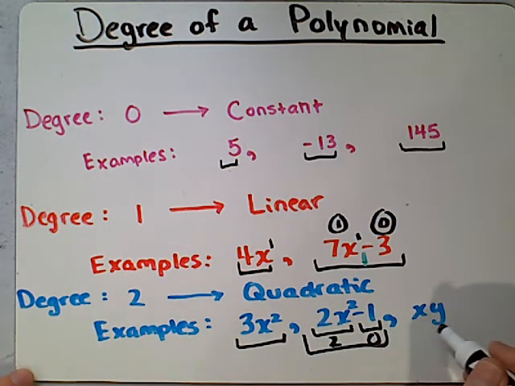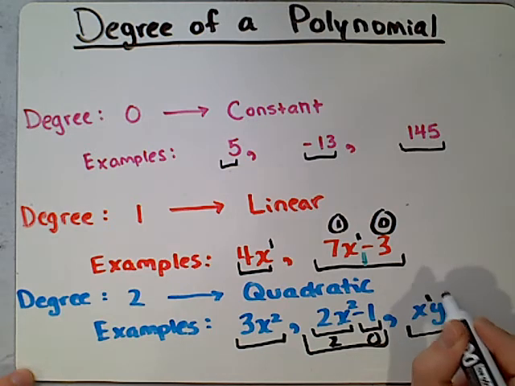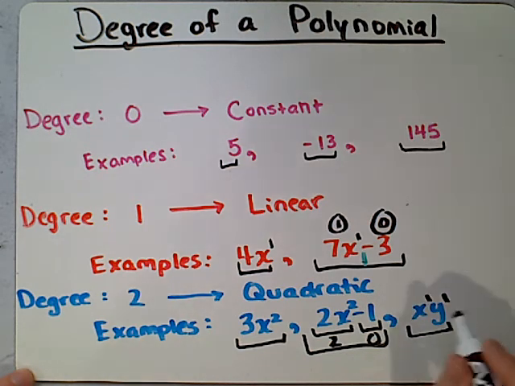Now, this last example is a little more confusing because we only have one term, this is a monomial, but there are two variables. So what we actually have to do is add the exponents for the variables. Even though they're different variables, we add their exponents and we say this term has a degree of 2.